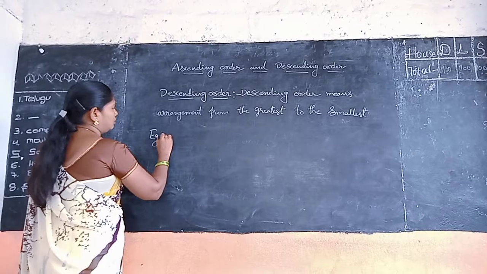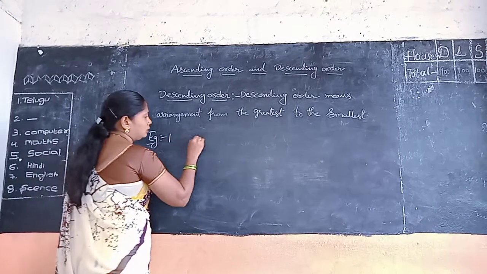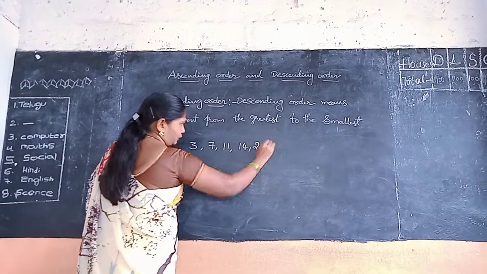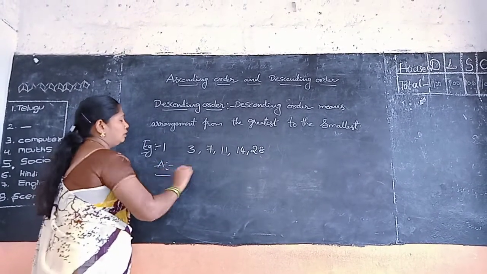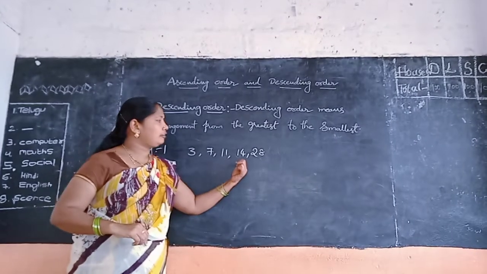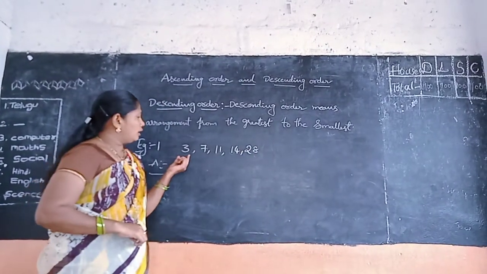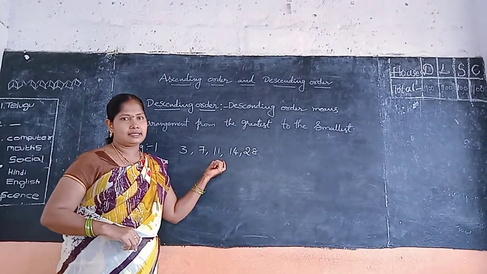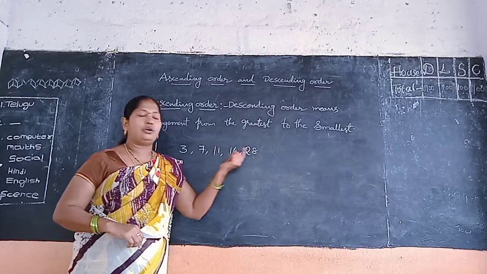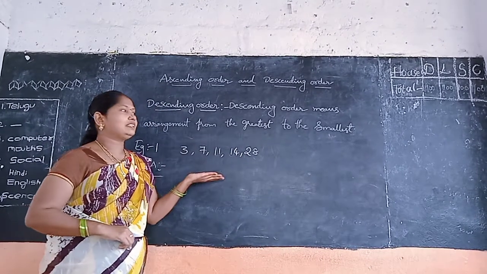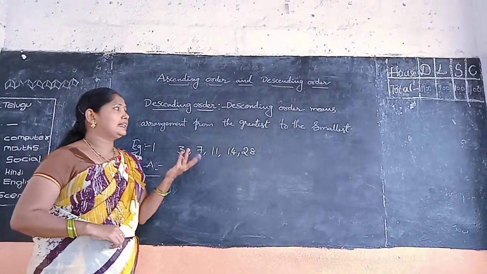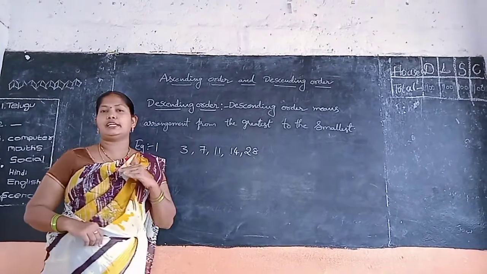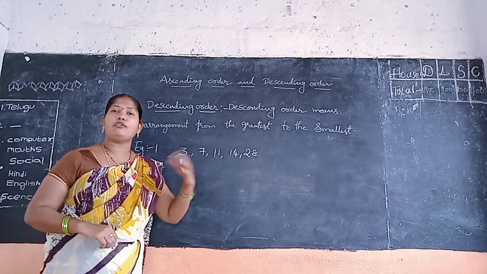Example: 3, 7, 11, 14, 28. 3 is a 1-digit number, 7 is a 1-digit number, 11 is a 2-digit number, 14 is a 2-digit number, 28 is also a 2-digit number. First of all, descending order means greatest to the smallest number. Which one is the greatest number? You don't know. Now how to find out?